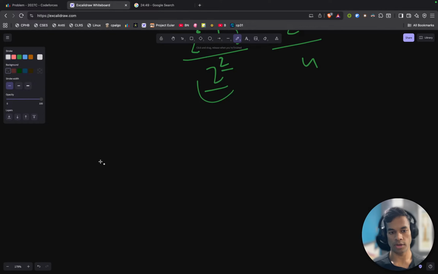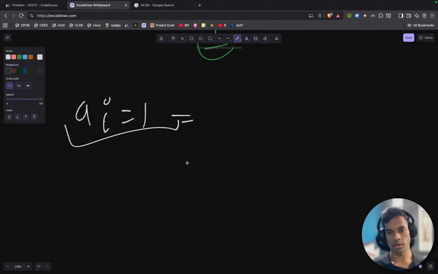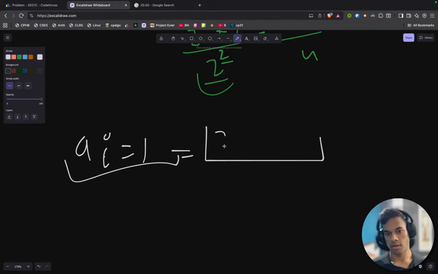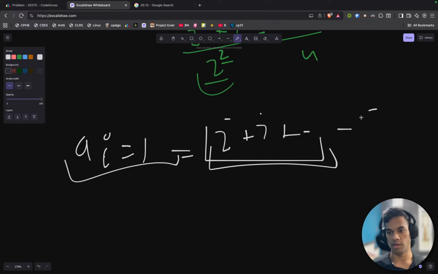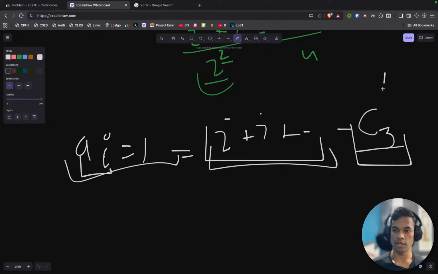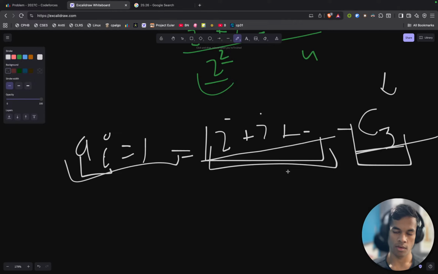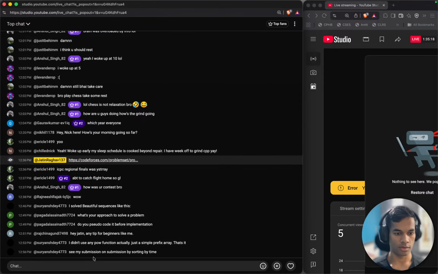So what I was trying to do is, for every AI where AI equals 1, the answer is one part of like 2 power something plus 2 power something plus this whole part, and then minus some integer which is the number of threes onto the right, like C3, the count of threes onto the right of AI. This thing is easy to calculate using a prefix. For this thing, I was using the power function.